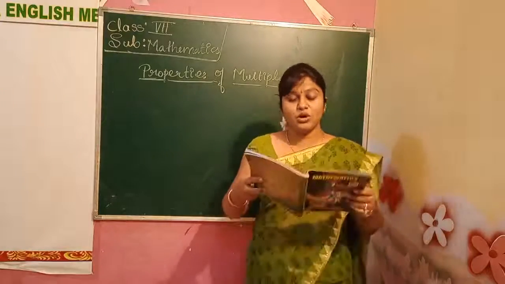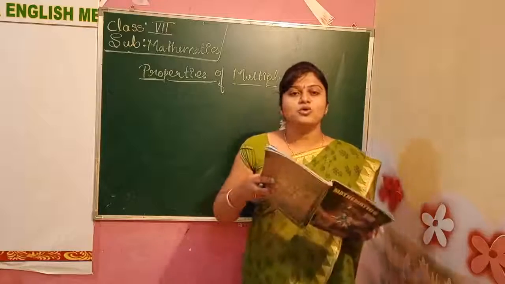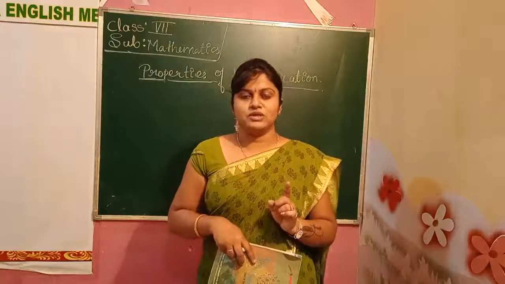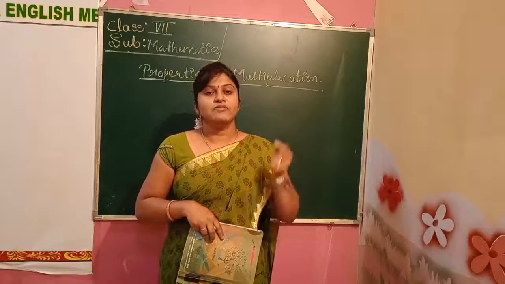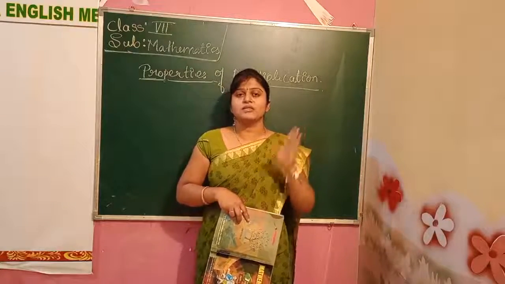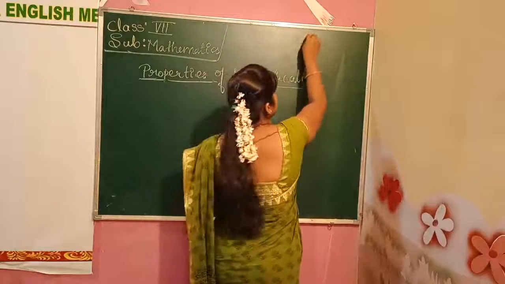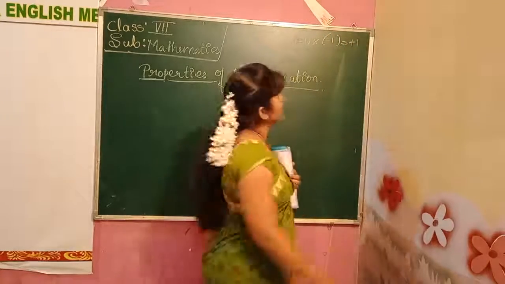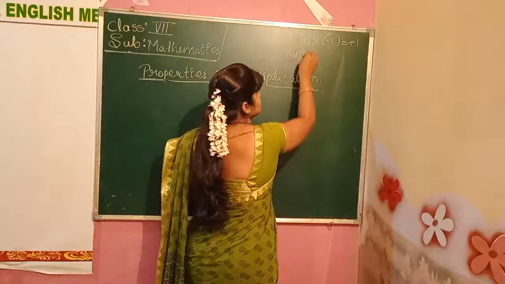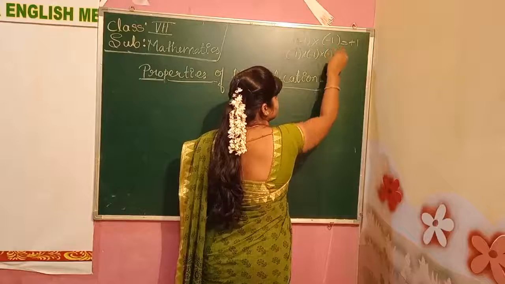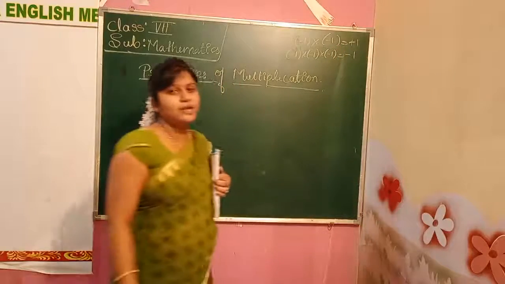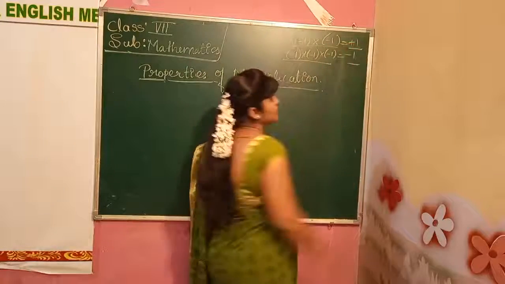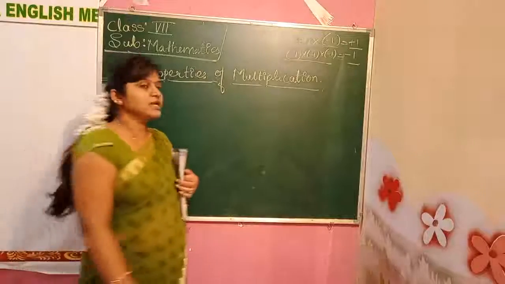Now we'll start with the properties of multiplication of integers. In the previous class I told you how to multiply the numbers. When we multiply positive integers, we get positive. When both the numbers are negative, we get a positive number. When we multiply three negative numbers, we get a negative number. This is odd, so we got negative; this is even, so we got positive. In all cases, we get it like this.